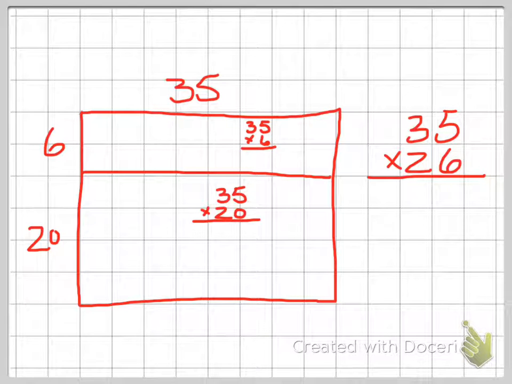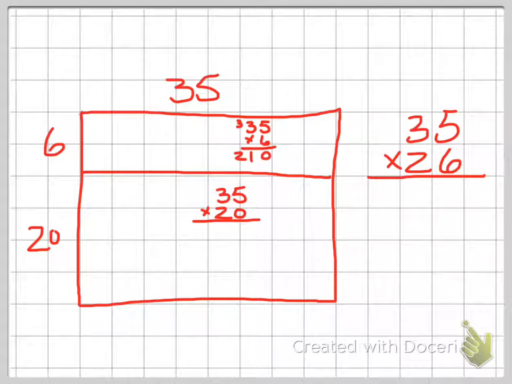And we can see in the area model here that I've set up 6 times 35, and I'm just going to carry that out as if it's a 2 by 1 digit multiplication problem. So 6 times 5 is 30. I'm going to carry that 3 up, and 6 times 3 is 18, plus 3, 21. So the area of that upper rectangle is 210 units.